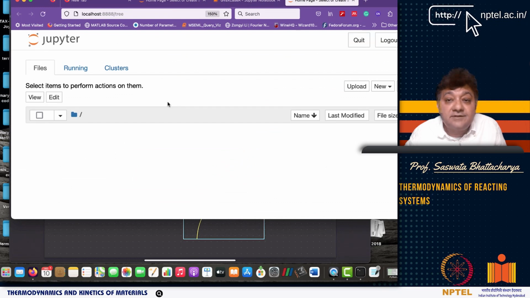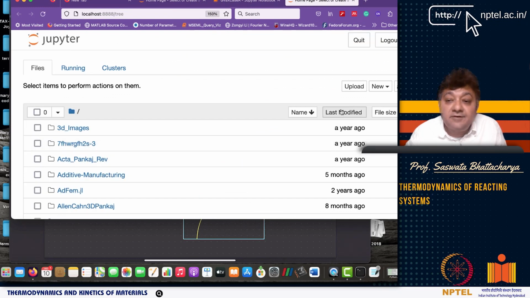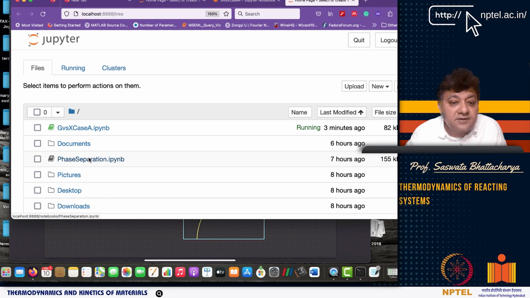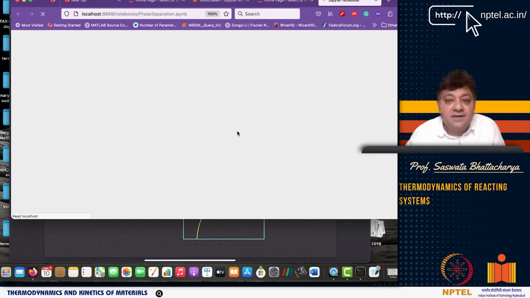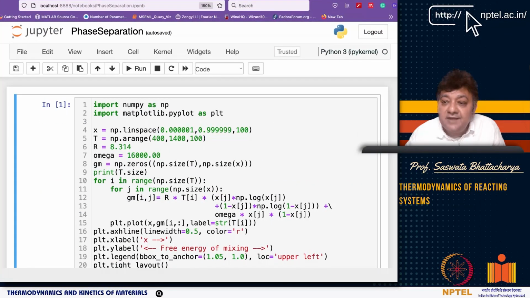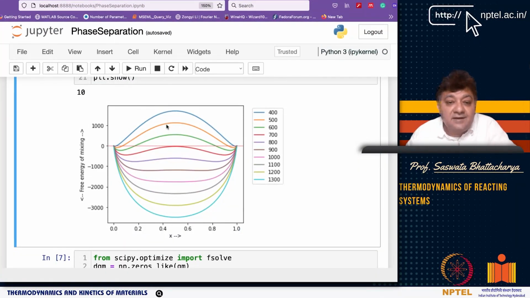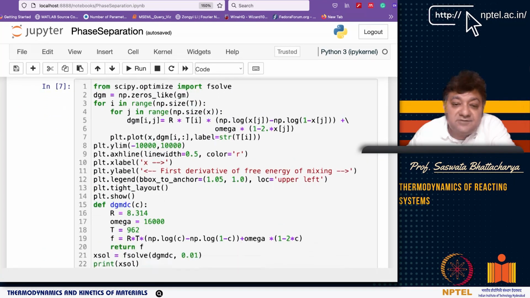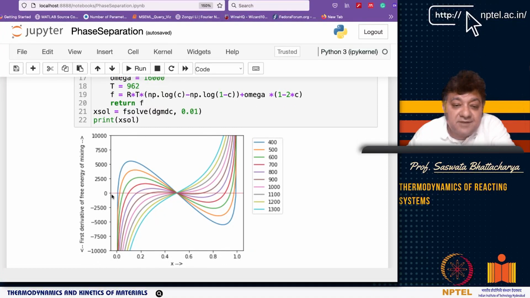If you look at the other one, we have already looked at this phase separation, and we had these different free energies. At lower temperatures we had this double well type of curve, which has positive free energies, and you had these minima. We solved all of these points by looking at the first derivative, by looking at how these curves at different temperatures cross the x-axis.